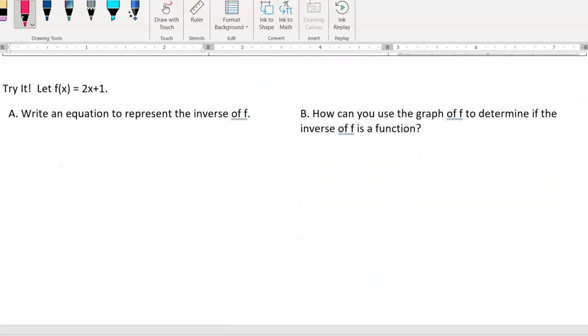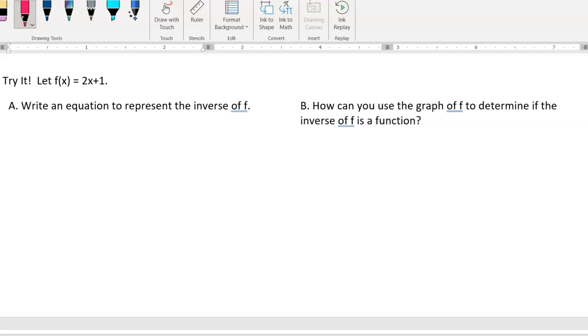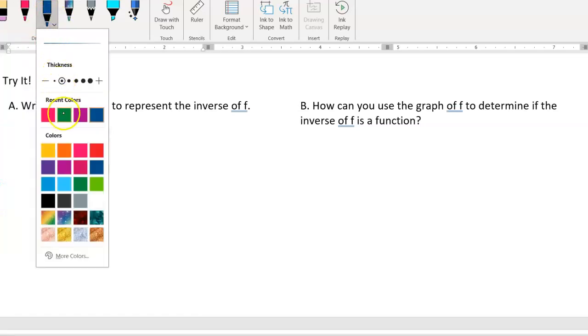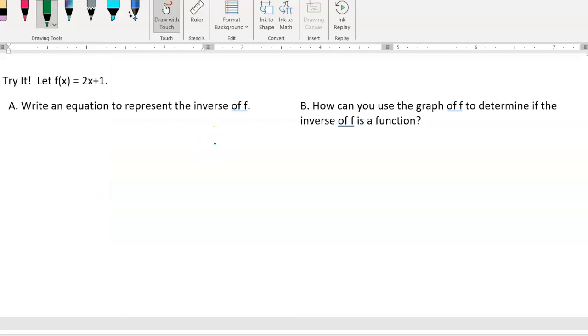All right, let's look at one that's a little bit trickier. Let's look at this one together. So we have f of x equals 2x plus 1. Remember, to find the inverse, the first step is to switch the x and y values. You might be saying, well, wait a minute, there's no y value here. Remember, f of x is the same as y. So the first step, when we change the x to a y and the y to an x, this will be x equals 2y plus 1.